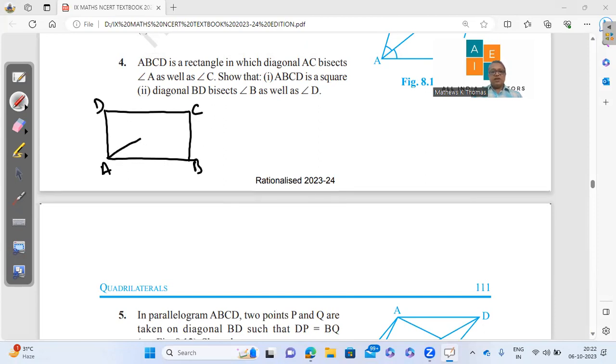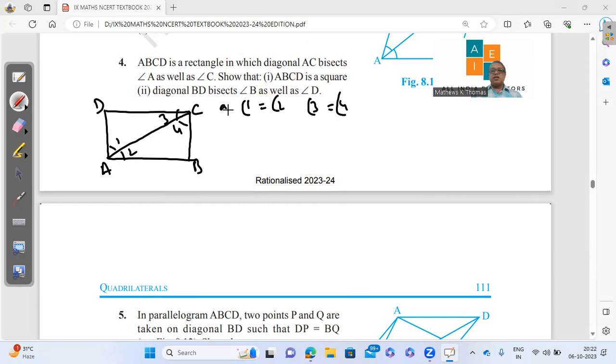AC bisects angle A and C. So this is getting bisected. That means angle 1 equals 2 and angle 3 equals 4. AC bisects angle A and C both. So what is given to us is 1, 2 and 3, 4 are equal. Now the question is show that it is a square and BD bisects B and D.